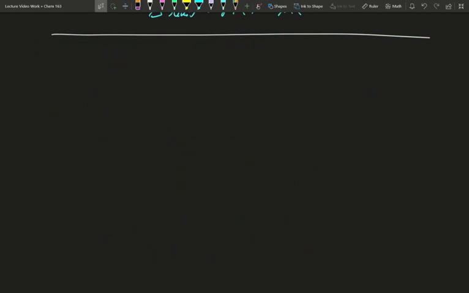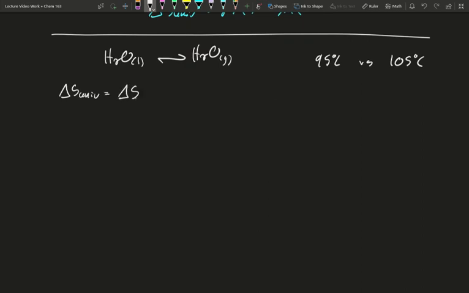Let's try looking at one where we have a physical change. H2O liquid going to H2O gas. Let's understand why it's favorable or disfavorable to boil. Let's look at 95 degrees Celsius versus 105 degrees Celsius. The delta S of the universe is going to equal the delta S of our system plus the delta S of our surroundings. So what's our system in this case?